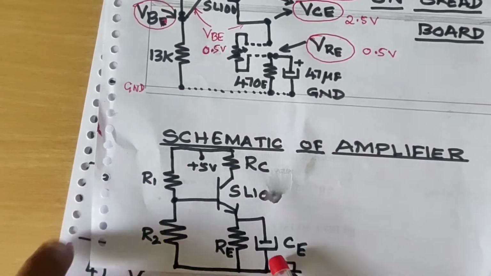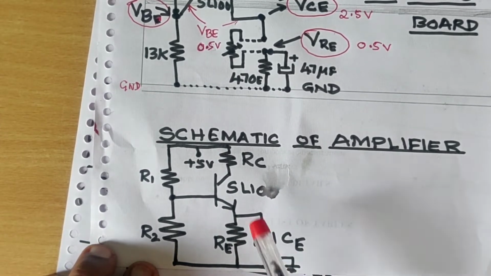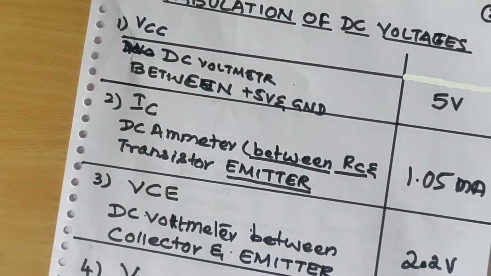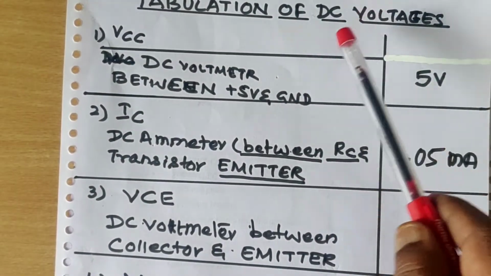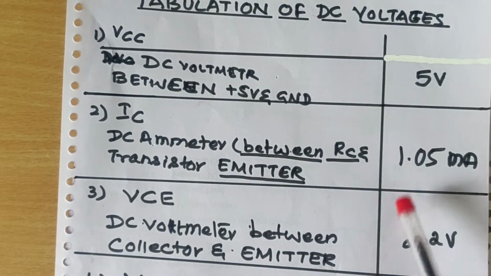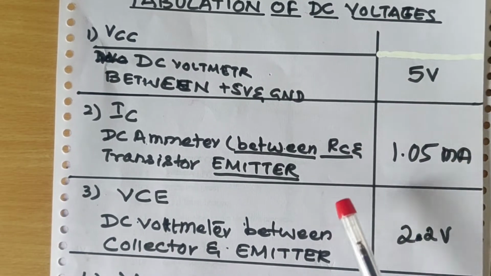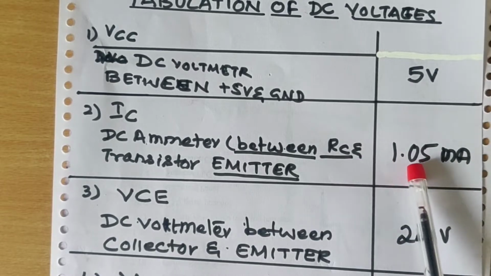Keep the negative terminal at the ground part and measure the other voltages in the same pattern as in this tabular column. So here VCC means the voltage we are going to measure at the connection of RC and R1 with respect to ground. That should be 5 volts because we designed the circuit keeping VCC at 5 volts. Next, we have designed the IC, the collector current, as 1 milliamp.